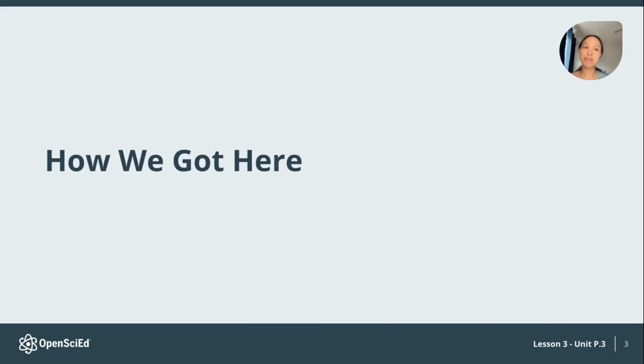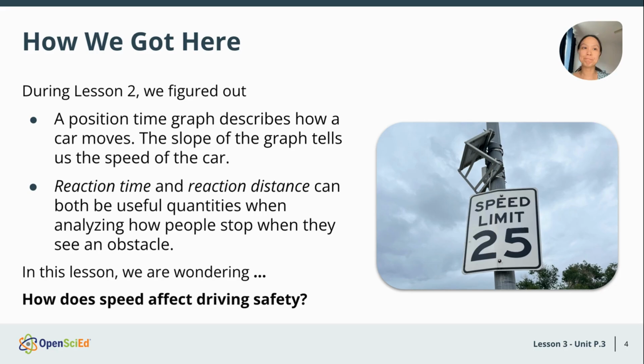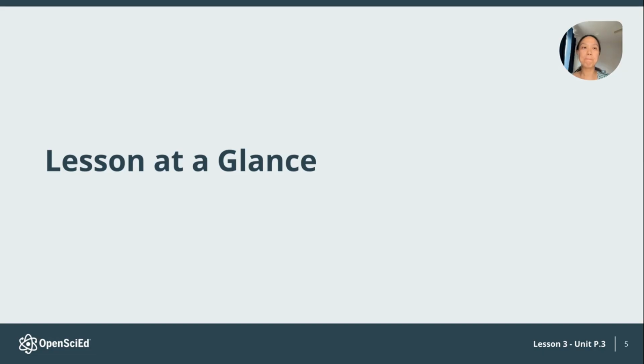First, let's briefly recap on how we got to Lesson 3. In Lesson 2, we saw that a position versus time graph describes the movement of an object. For example, the slope of the graph tells us the speed of the object. Also, we figured out that reaction time and reaction distance are quantities that play a role in a vehicle stopping before a collision occurs. We are wondering now how speed affects driving safety.